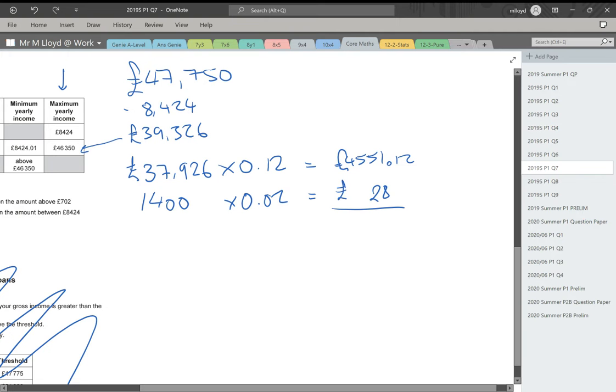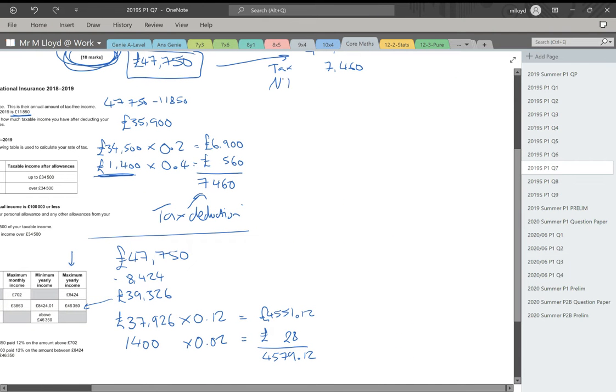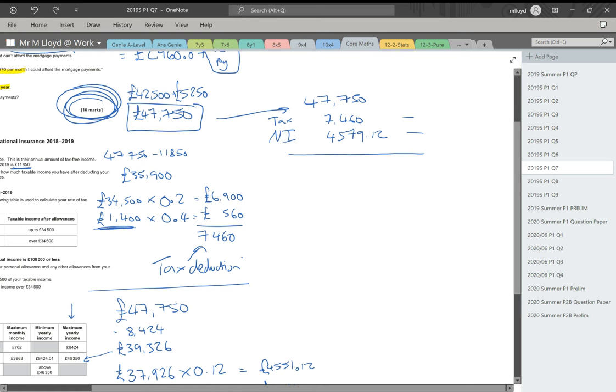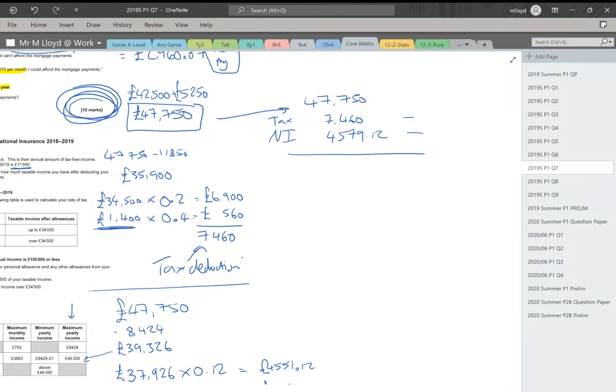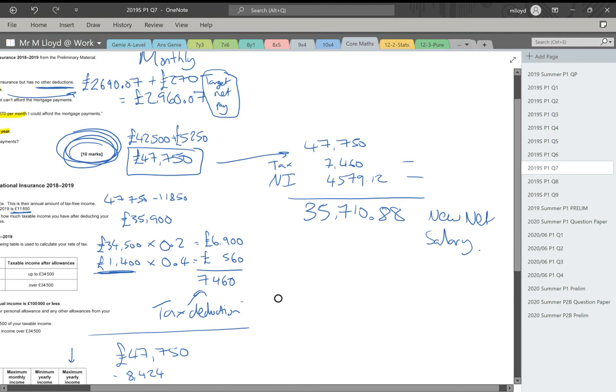It all adds up, which I need to add it up here. So £28 plus 4,551.12 gives me 4,579.12. Okay, I need that number to come up to here, because that's going to be my national insurance deduction. 4,579.12. Okay, subtracting both of these, I'm going to get the figure for the net salary, what he's going to take home after Senor Taxman and Madam National Insurance. Mind you, I'm pretty sure they're gender neutral organizations, just being a bit cartoony, I suppose. 35,710.88. So that's the new net salary. Please, please, please put all your workings in a neat order so your examiner doesn't want to tear all of their hair out.